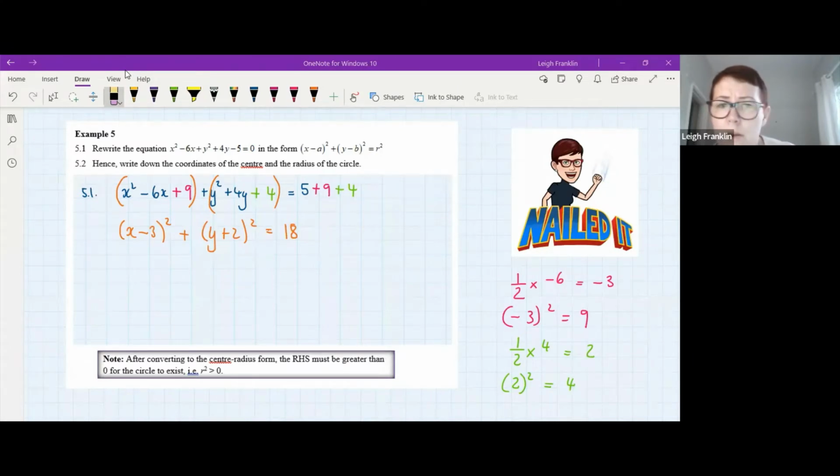Ma'am, I don't understand the first part of this method. Are you talking about...? Yes, where you add 9 and 4. Okay, so what you're struggling with is the completing of the square. Is that right?